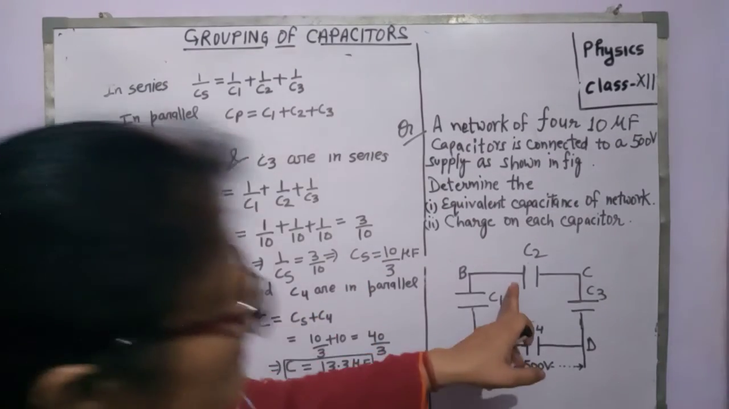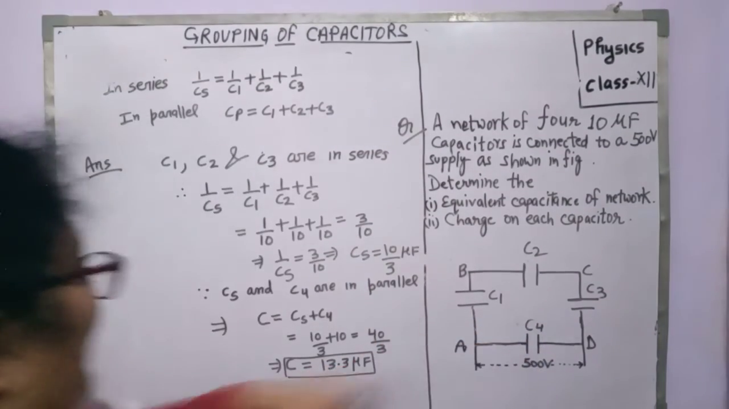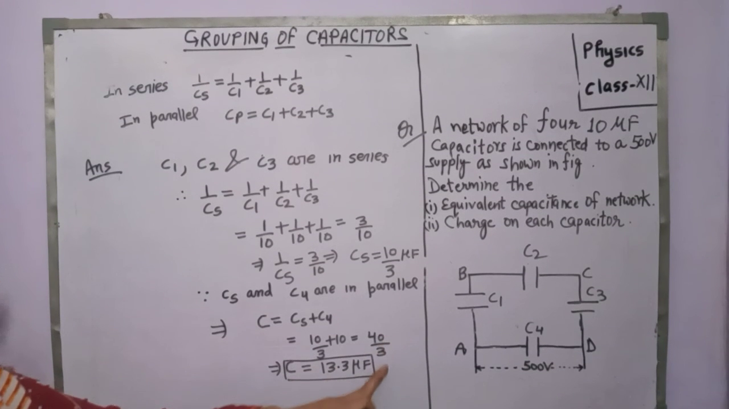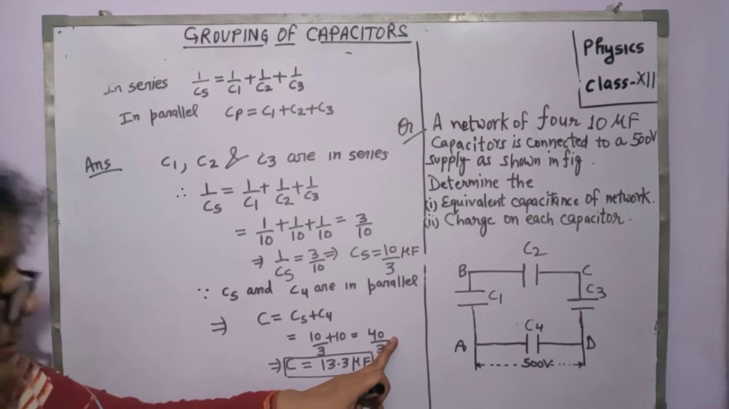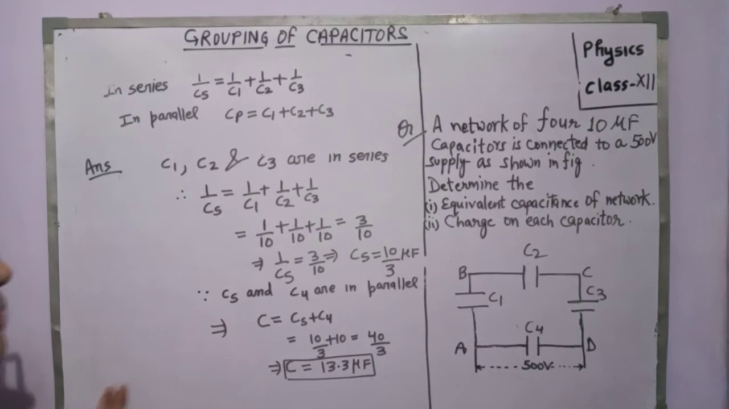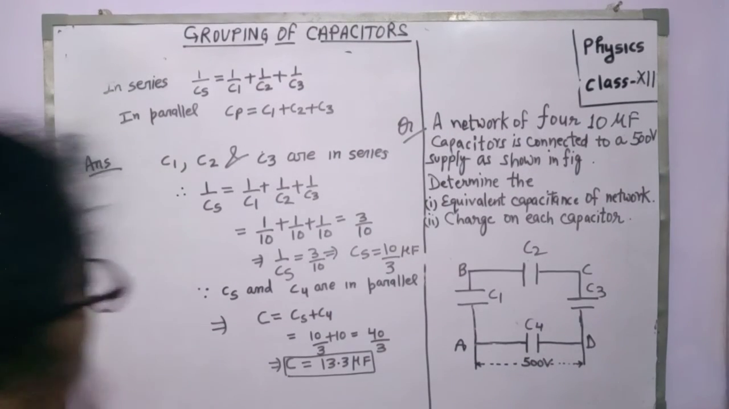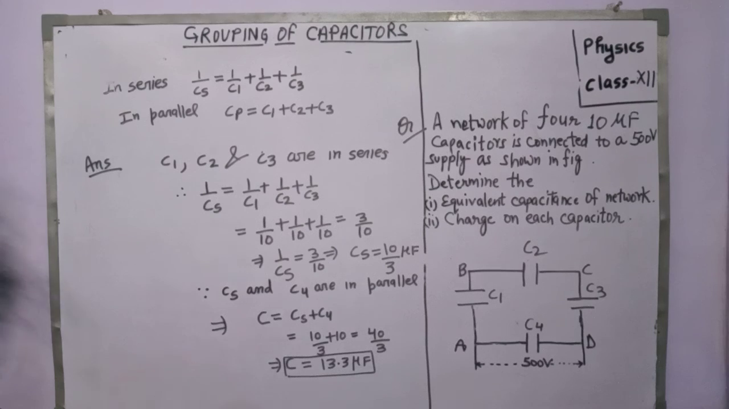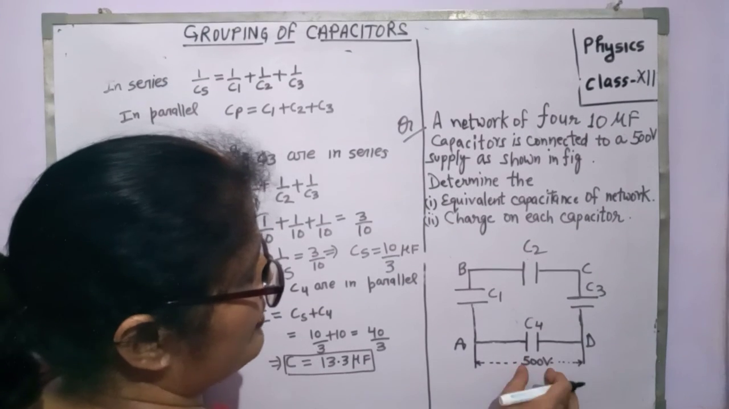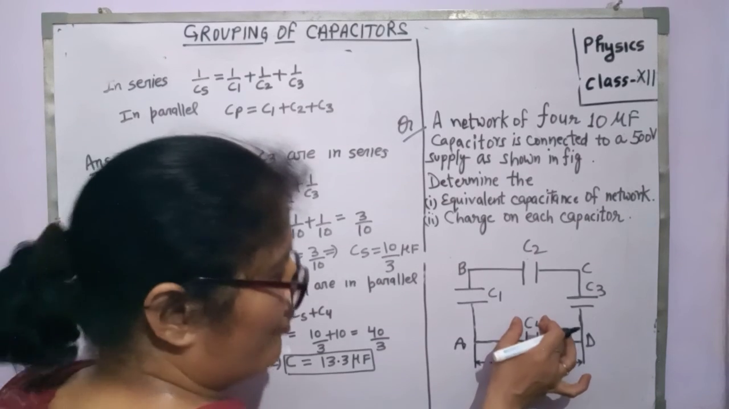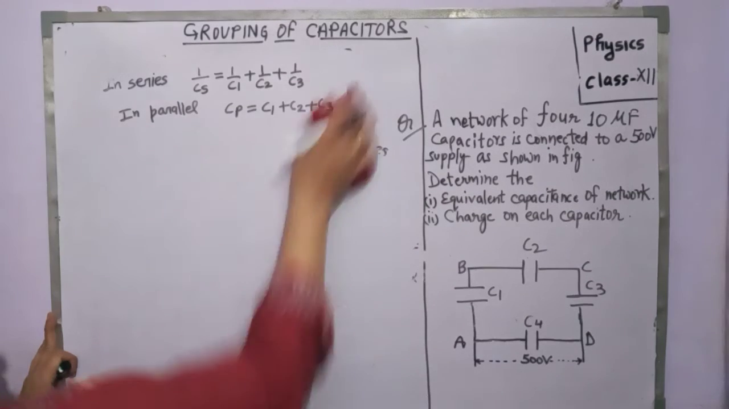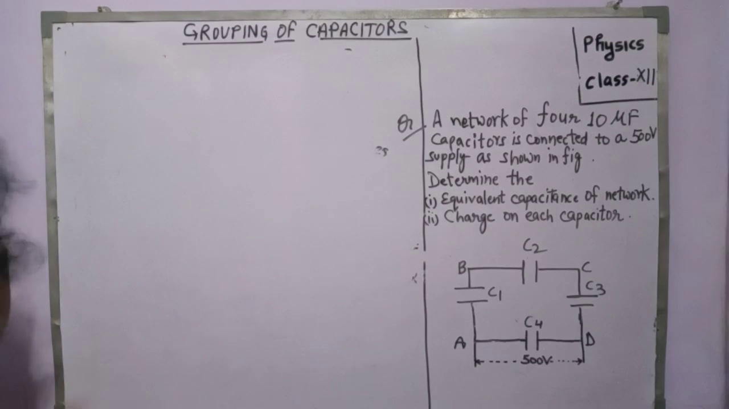Now, the resultant and this C4 are connected in parallel. Their equivalent capacitance is equal to Cs plus C4, that comes out 40/3. In an examination, you may simplify this one, otherwise write the result as such, 40/3 microfarad. Now, charge on each capacitor. You know, in series, the charge on each capacitor is same. Now, see this one. The potential difference across C4 is 500 volt, and we can write the value of the charge Q4 directly. What is the value of Q4?